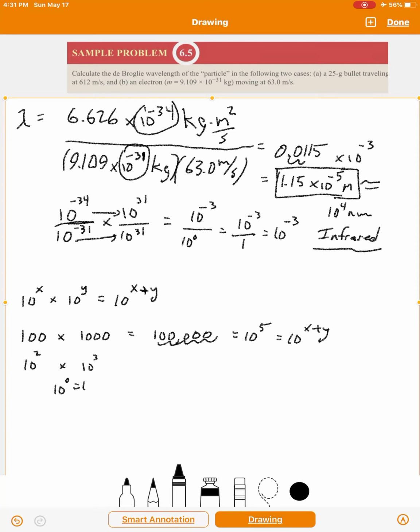So we would expect that the electrons that are being accelerated to 63 meters per second would have at least some wave-like properties that are analogous to or close to that of infrared radiation, infrared electromagnetic waves.